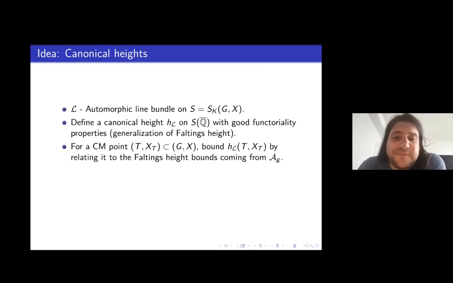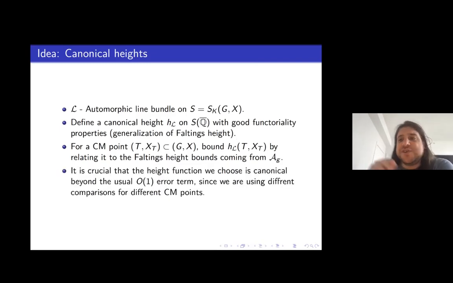Okay, and so to emphasize again, because for every CM point we're going to be pulling it out and doing a different comparison, if we work with an arbitrary V height, we're going to get a different O of 1 per point. And that doesn't add up to anything when comparing different points to each other. So it really is crucial we get a canonical height bound here, a canonical height function, excuse me.